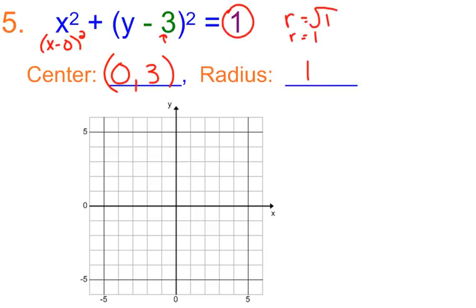So I go to 0, 3. I'm going to go up 1, right 1, down 1, left 1, and I've got a nice little pretty itty-bitty circle there. So hopefully from using the formula you guys can figure that out.